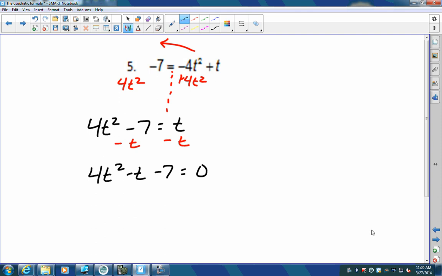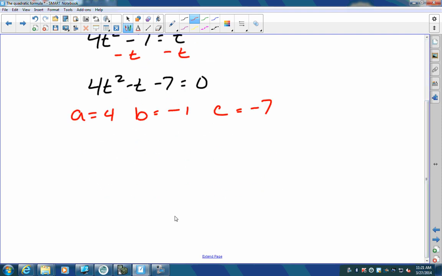Now from here, do a, b, and c. A is 4, B is -1, C is -7. Okay, let's put it in the formula. If my board will move down. All right, so the formula.